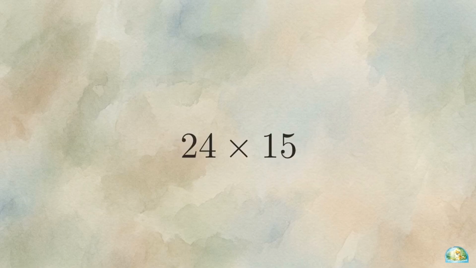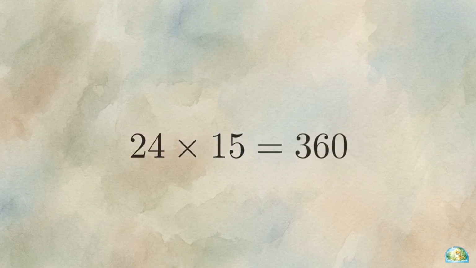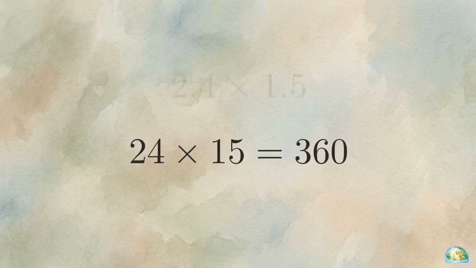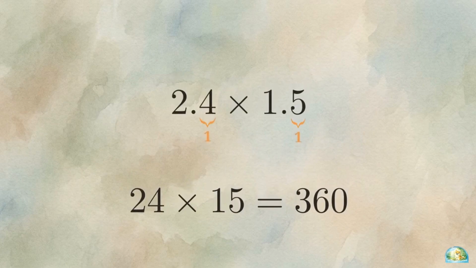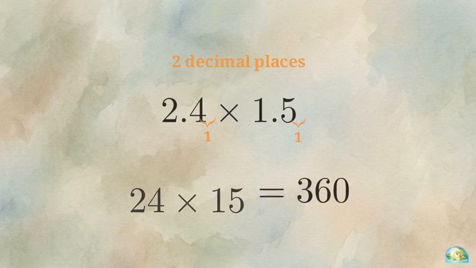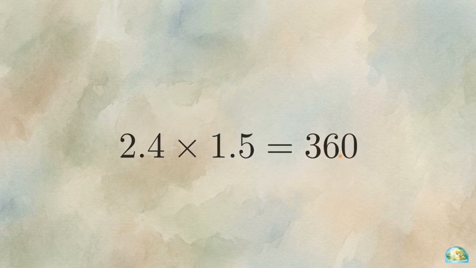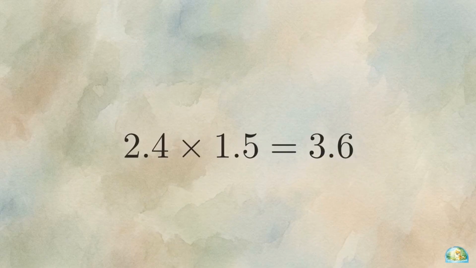Multiplication requires a rule shift away from vertical alignment. Ignore the decimal points for a moment and compute the values as whole numbers. 24 times 15 is 360. Now, how many decimal places do the original factors have altogether? They have 2. Place the decimal point by moving 2 spaces from the right side of our whole number product.